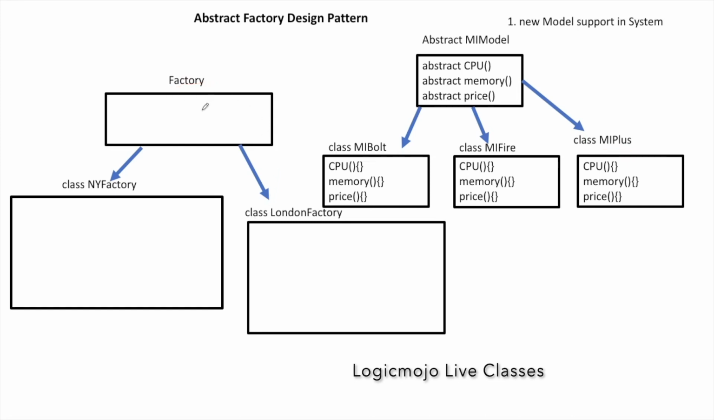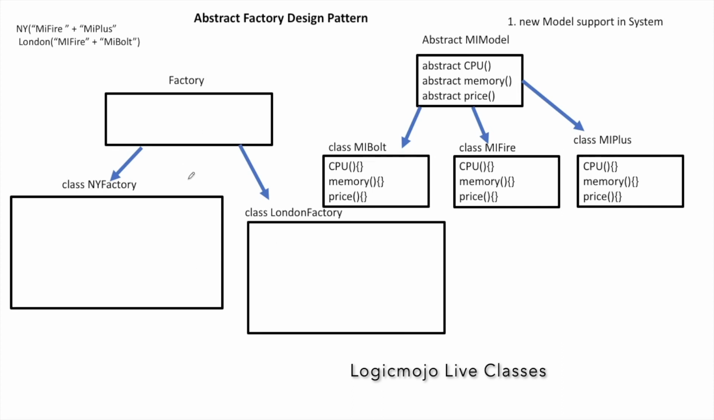But here we have one more constraint. The New York factory should always manufacture the models MI Fire and MI Plus. Similarly, the London factory should always manufacture MI Fire and MI Bolt only. So this is the constraint that we also need to take into account in this particular design pattern.